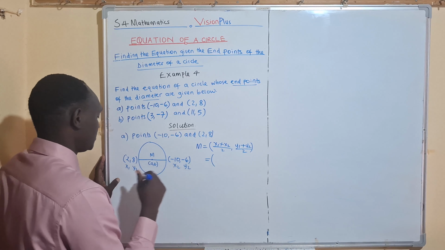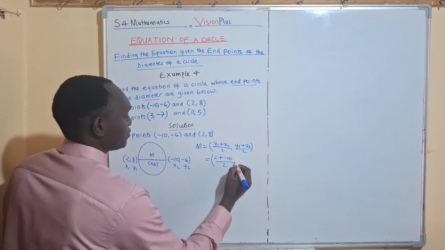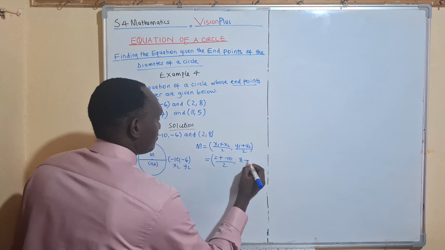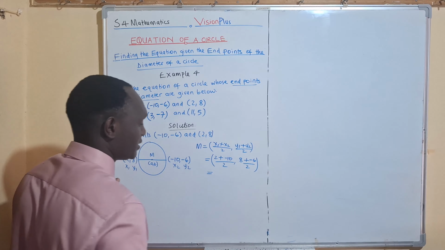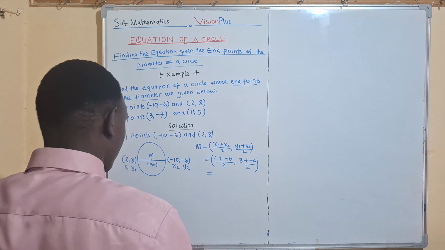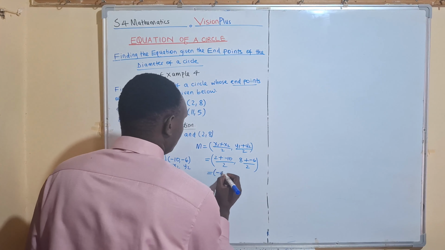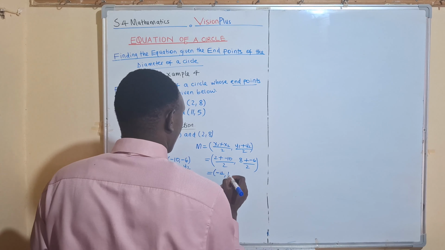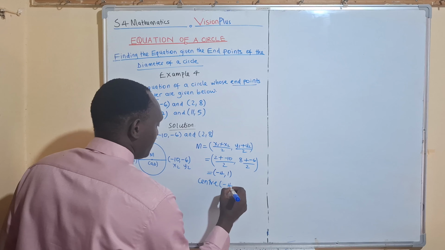So we substitute x1 is 2 plus x2 is -10, and we divide by 2. y1 is 8 plus y2 is -6. Then we divide by 2. Then you use the calculator. 2 plus -10 divided by 2, I'm getting -4 here. And then 8 plus -6 divided by 2, I'm getting 1. So the center is at (-4, 1).